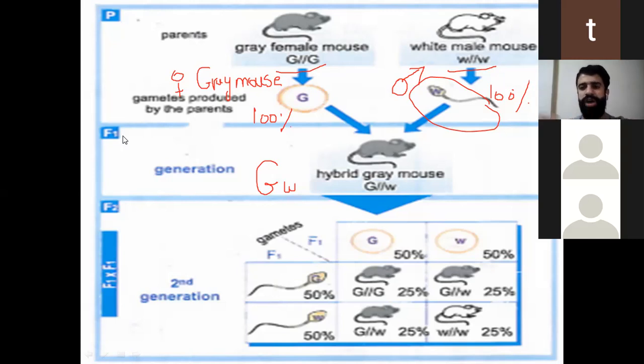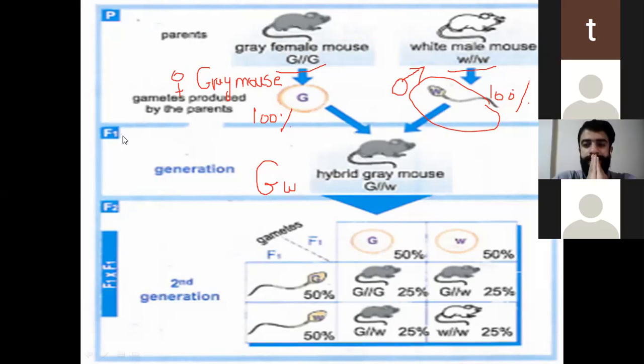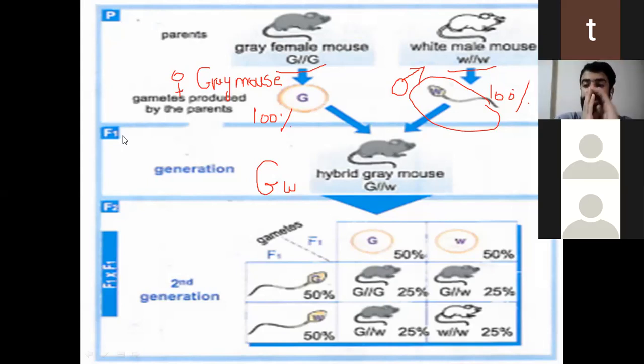Symbols later on, you are going to give the symbols. But if I didn't give you the symbols and with no capital, no small letter, how can you identify the dominant and recessive? So it's the gray because the phenotype of the descendant is gray. Okay, this is true, but we want to solve it in another way.